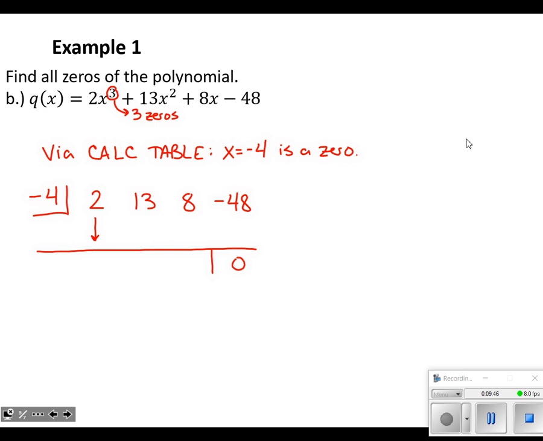We'll drop down the 2. Negative 4 times 2 is negative 8. Add down the column, 13 and negative 8 is 5. Back to the box, negative 4 times 5 is negative 20. 8 plus negative 20 is negative 12. Back to the box. Negative 4 times negative 12 is a positive 48. Hey, and those add up to 0. All right, we're feeling good.